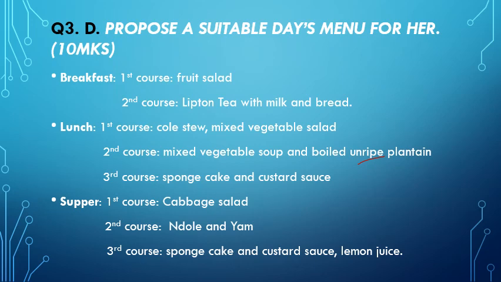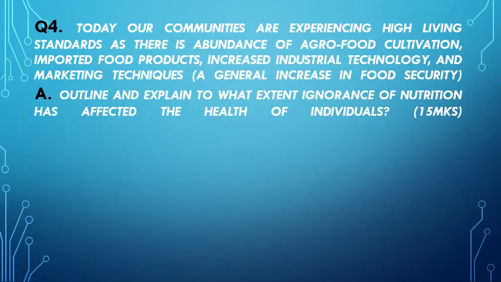Sorry. So under section B, let's say today our communities are experiencing high living standards as there is abundance of agro-food cultivation, imported food products, increased industrial technology and marketing techniques, in bracket a general increase in food security. Now the first question says, outline and explain to what extent ignorance of nutrition has affected the health of individuals.